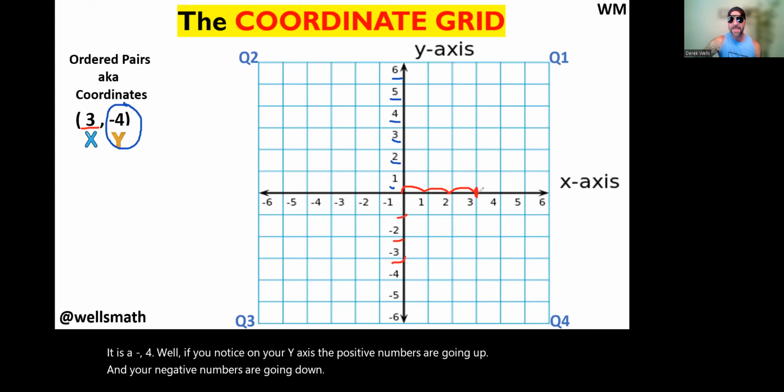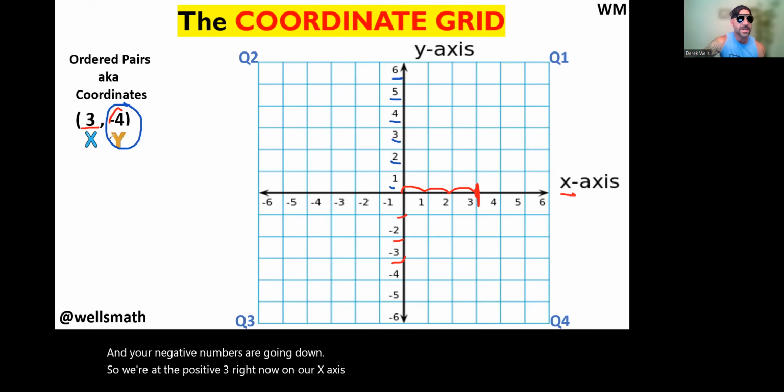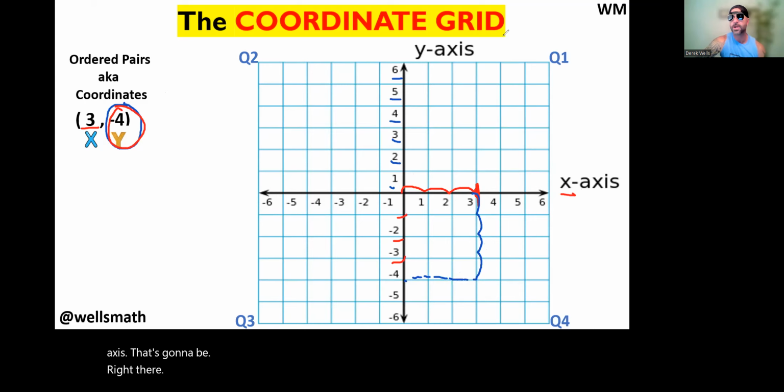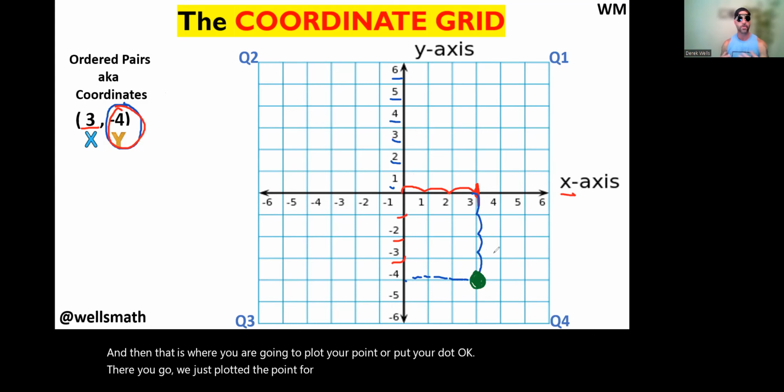So we're at the +3 right now on our x-axis, and now we need to go down to -4 on the y-axis. That's going to be right there. And then that is where you are going to plot your point or put your dot, okay? There you go. We just plotted the point for ordered pair (3, -4).